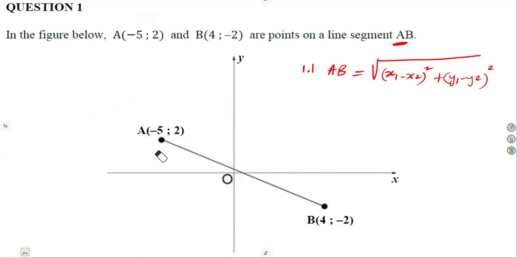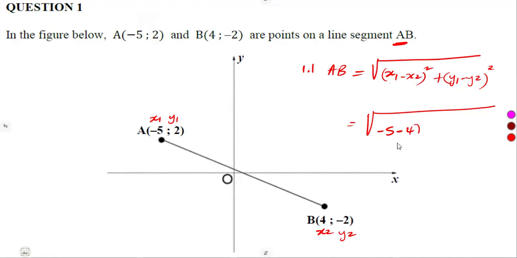So this is it. I'm just going to name my points. A is x1, y1. This is x2, y2. So according to this formula, I'm going to substitute x1, which is minus 5, x2, which is 4. So that's minus 4 like this. I'm going to square this, plus y1, which is 2, minus y2, which is minus 2. So that's minus minus like this. So remember, a negative and a negative will give us what? A positive at the end.